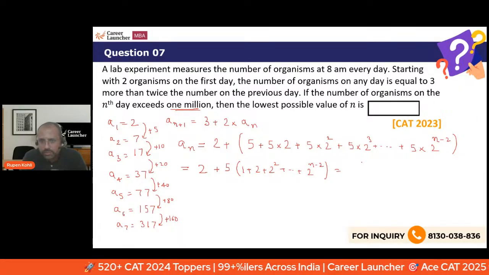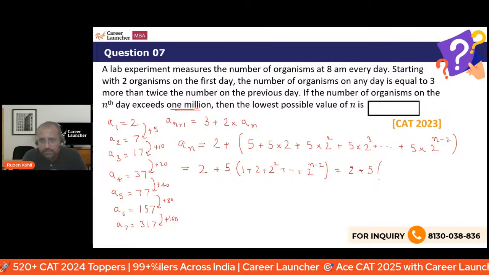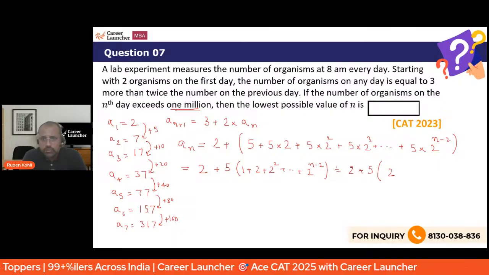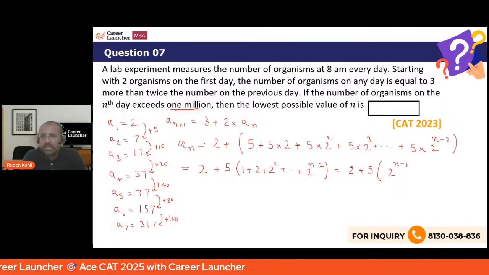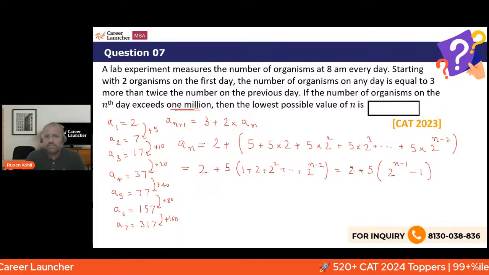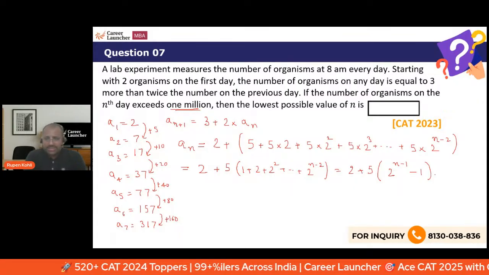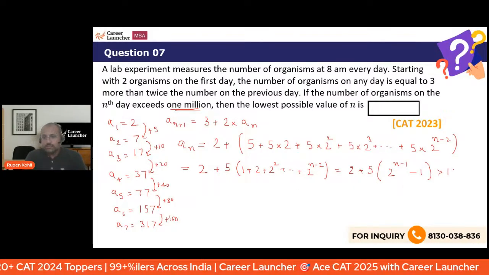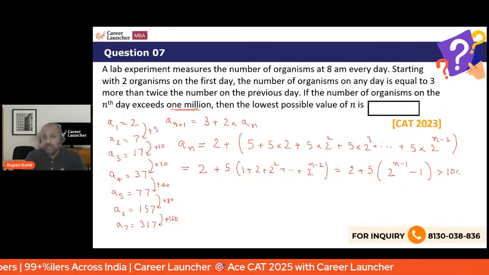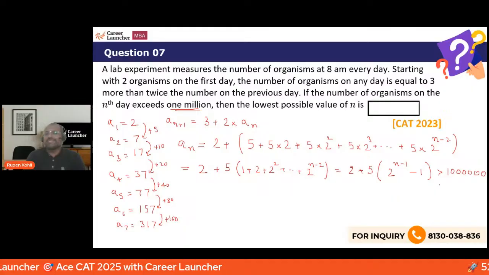So therefore this becomes 2 plus 5 whole thing down. This is 2 power the next power of 2. This is till n minus 2, so 2 power n minus 1, the next power of 2, minus 1, right? This is the standard result. You can apply the usual regular summation of GP formula, you get this. So this needs to exceed a million. 10 power 6, 1 followed by 6 zeros, 1 2 3 4 5 6, right?